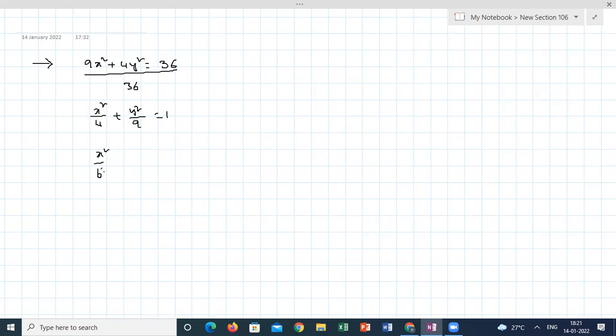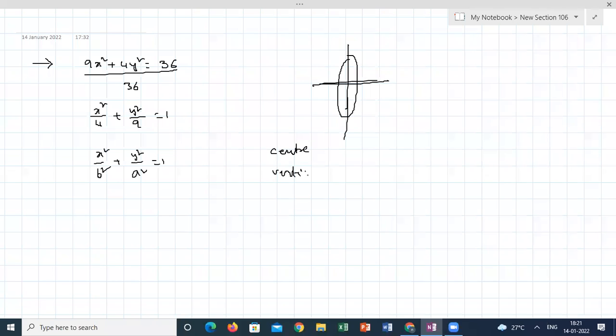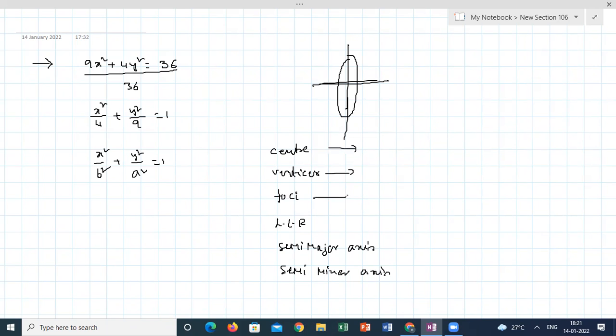It is looking like x square by b square plus y square by a square is equal to 1. Here also the same way, but the only thing is to draw the diagram where your major axis is the y-axis and minor axis is the x-axis. So based on this, you have to discuss center, vertices, foci, length of the latus rectum, semi-major axis, semi-minor axis. Anyone can give? We'll wind up the session. Next class, we will discuss the exercise.